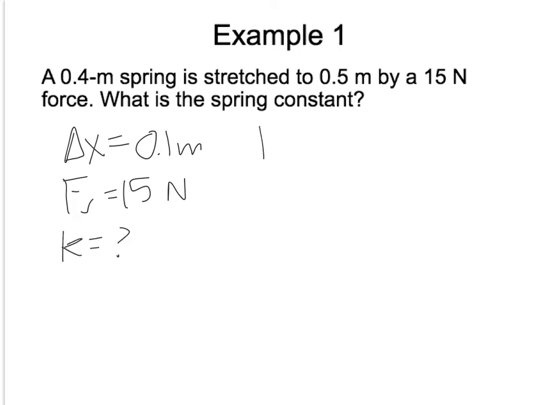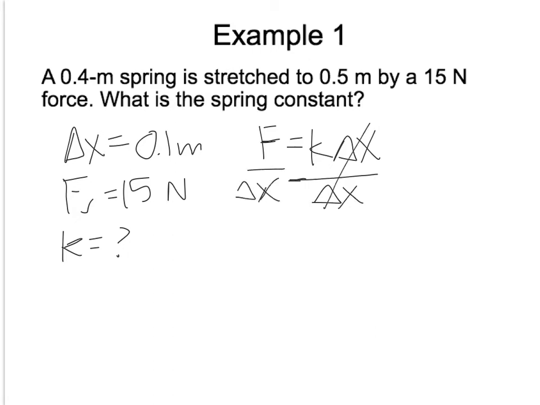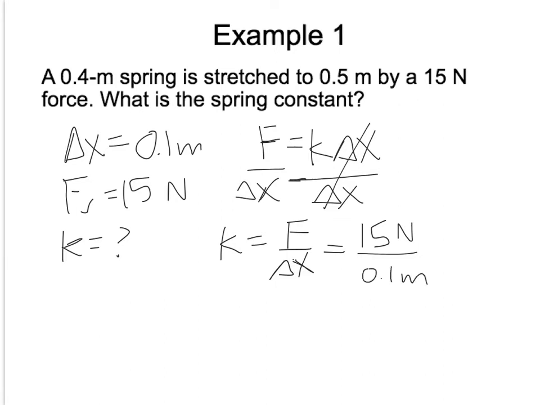We want to know what K, the spring constant, is. So our equation is F equals K delta X. Solve for K first, so divide by delta X on both sides. You're left with K is equal to force over delta X, which is equal to 15 newtons divided by our 0.1 meters. And you get a spring constant of 150 Newton over meters.